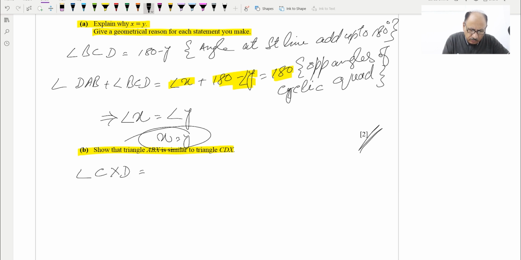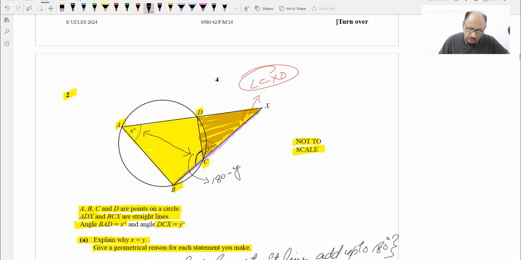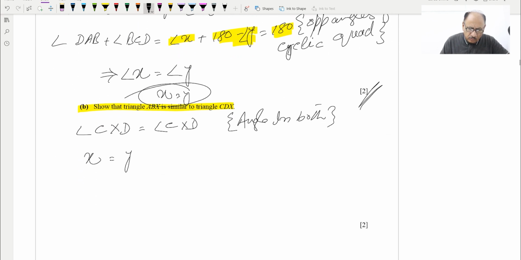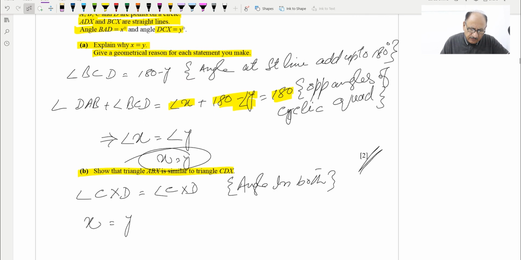Angle CXD is equal to angle CXD, and the reason is angle in both triangles. And then x is equal to y, which we just proved. Angle x is equal to angle y. This is angle y and this is angle x, so the second angle is equal, which was proved in the previous part.